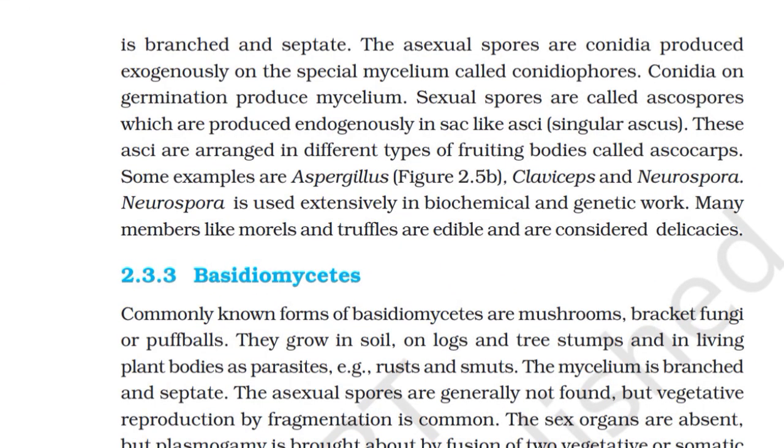The asexual spores are conidia, produced exogenously on the special mycelium called conidiophores. Conidia on germination produce mycelium. Sexual spores are called ascospores, which are produced endogenously in sac-like asci, singular ascus. These asci are arranged in different types of fruiting bodies called ascocarps. Some examples are Aspergillus, figure 2.5b, Claviceps, and Neurospora. Neurospora is used extensively in biochemical and genetic work. Many members like morels and truffles are edible and are considered delicacies.